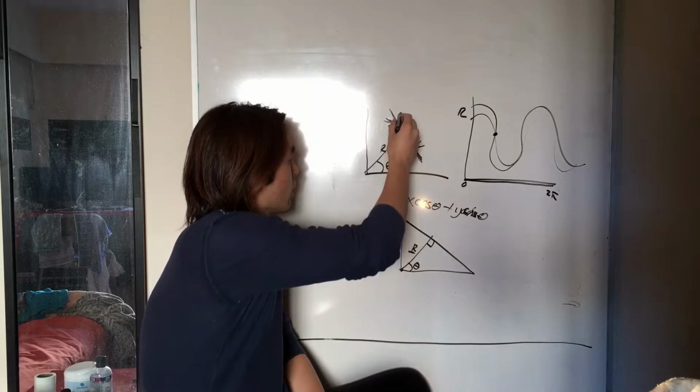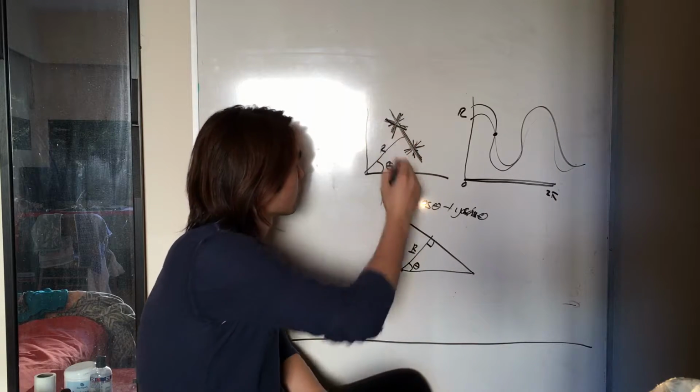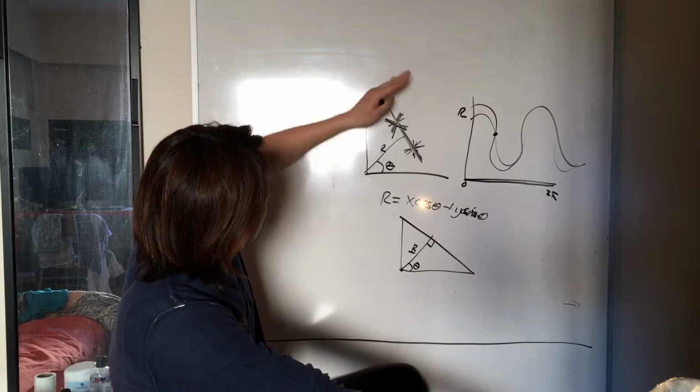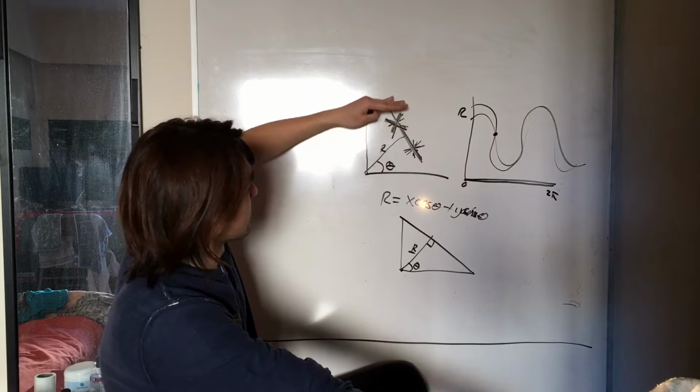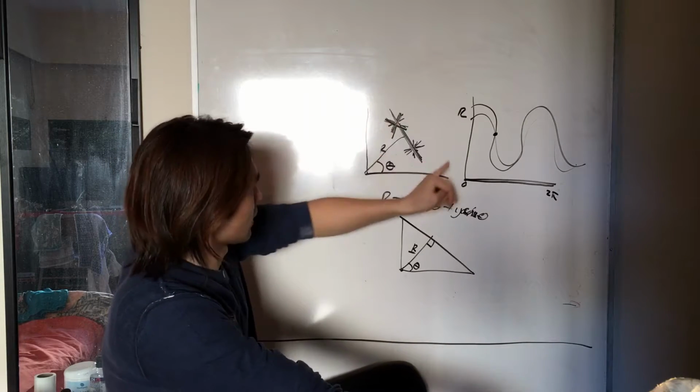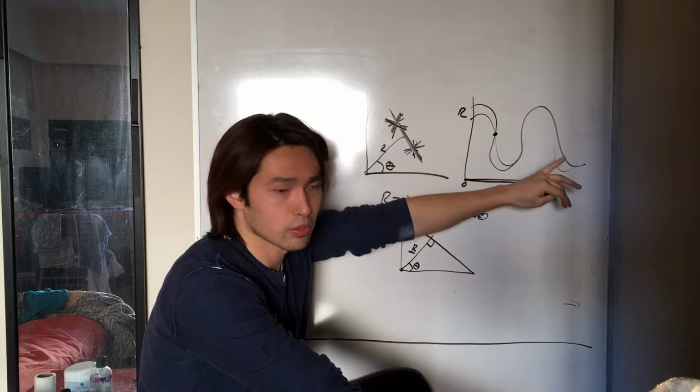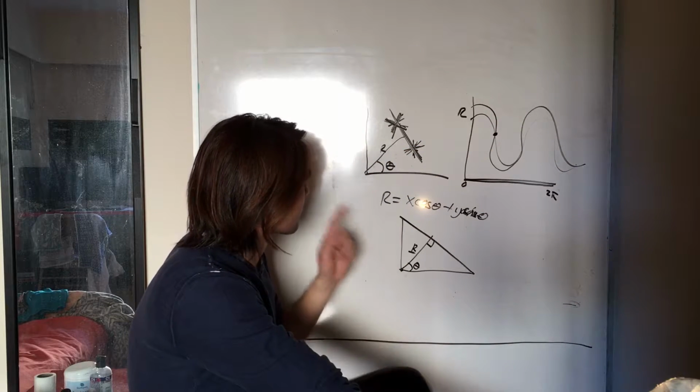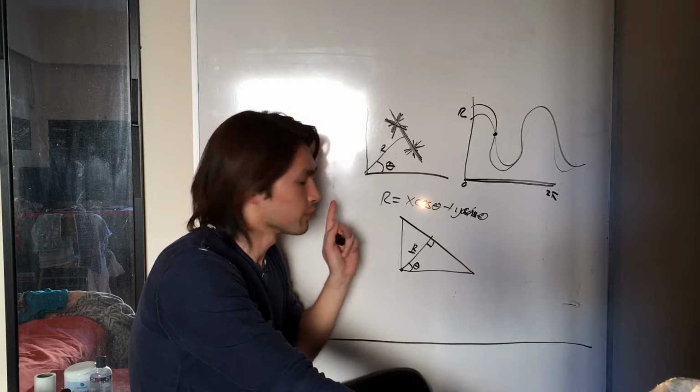So as I change with different directions, it's going to give me a different rho, and it's going to give me a different theta. That's why I have this sinusoidal curve. That is something that I missed in the previous video.